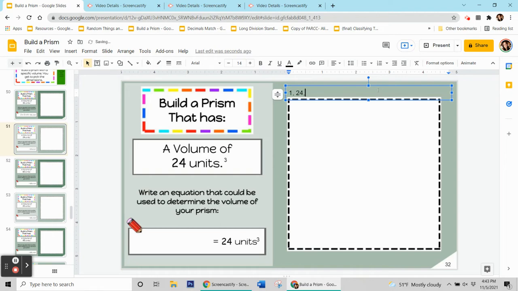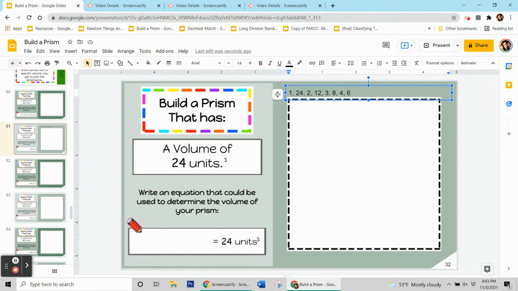So 1 times 24, 2 times 12, that's a good one. 3 times 8, 4 times 6. Okay. One of those numbers could be your base, and then you would just make however many stories you needed. So let's do a base of 12.